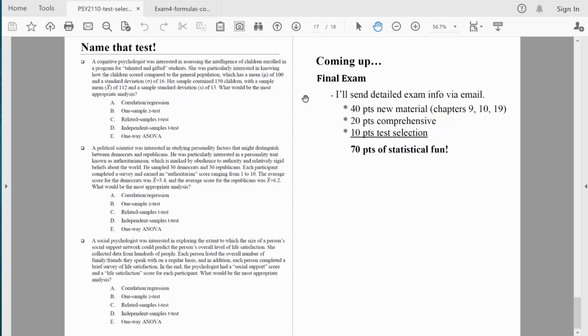And then I mentioned to you previously that there's going to be a 10-point section specifically about test selection, and that will be multiple choice. So that would equal 70 points overall.